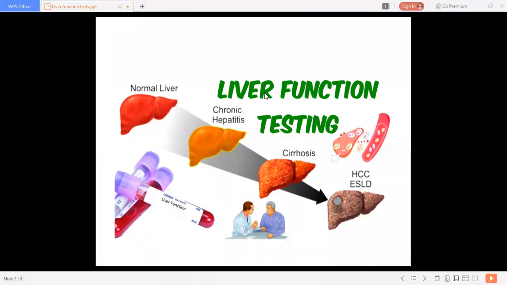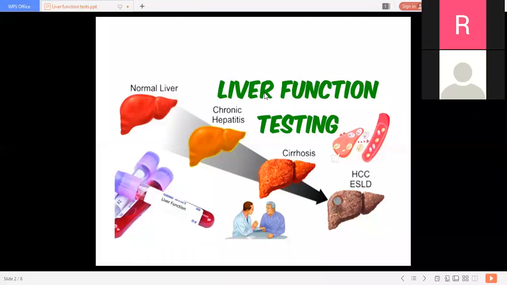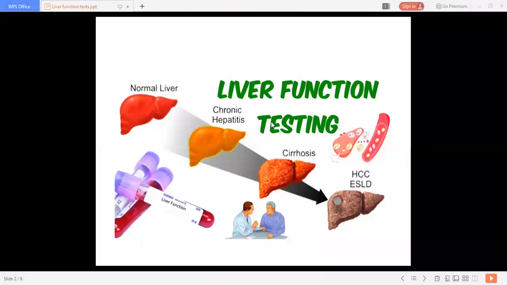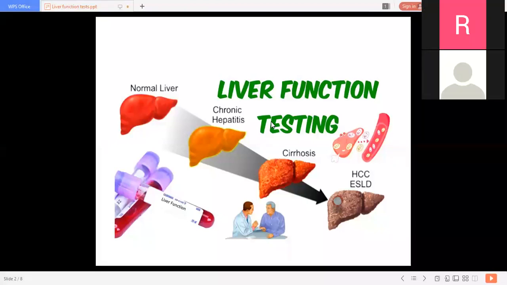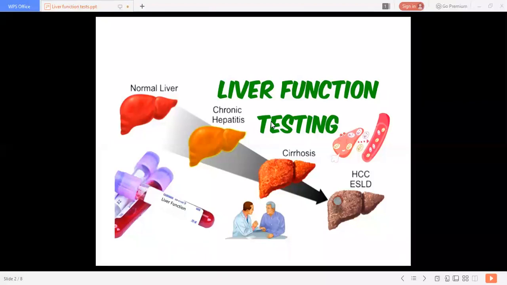So here, with liver function tests, we are going to evaluate diseases like hepatitis, cirrhosis, then hepatocellular carcinoma, and end stage liver disease. Okay, ESLD, that is end stage liver disease. So what happens in those particular diseases? What changes occur? That part we are going to discuss today.